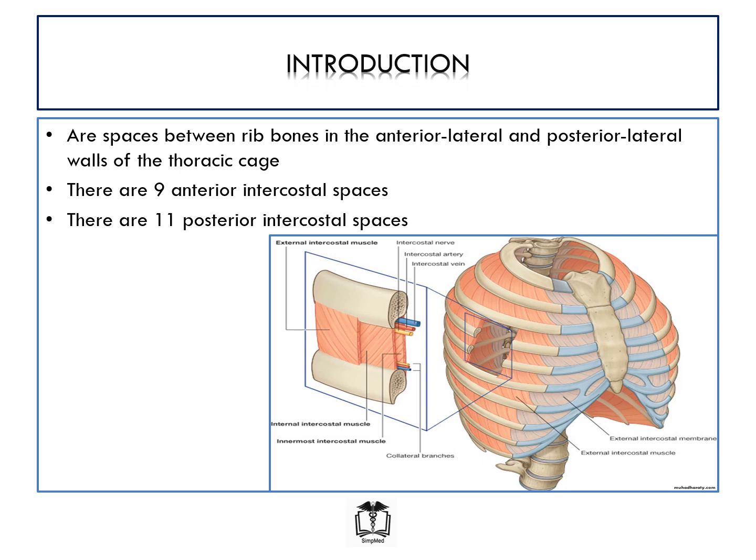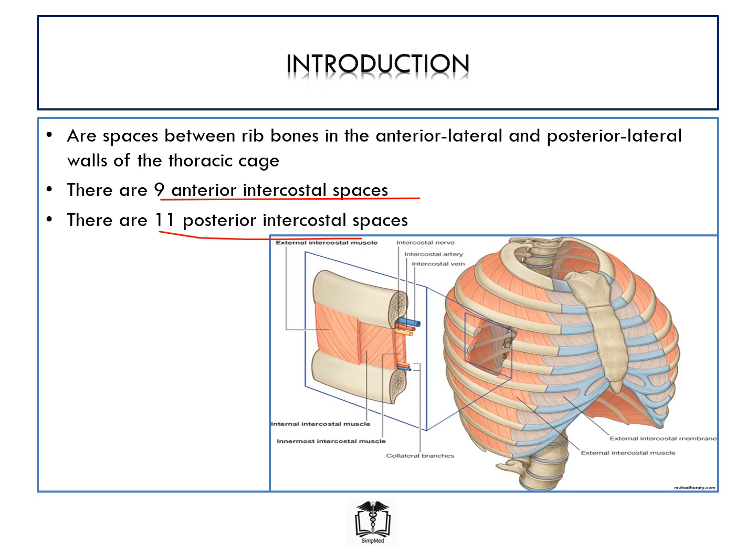We have a total of 9 intercostal spaces anteriorly, so we have 9 anterior intercostal spaces, and then at the back we have 11 intercostal spaces in total. The reason for this is because of the presence of the floating rib we talked about in the thoracic cage.